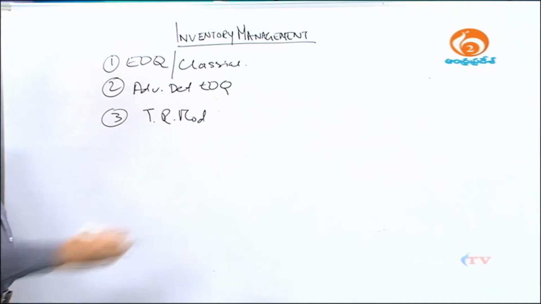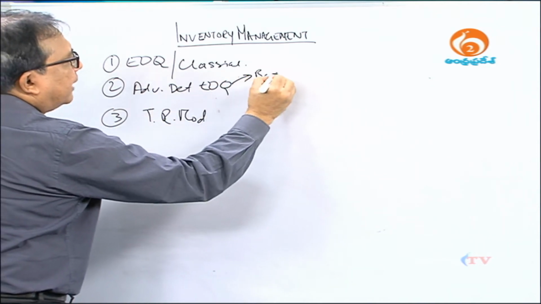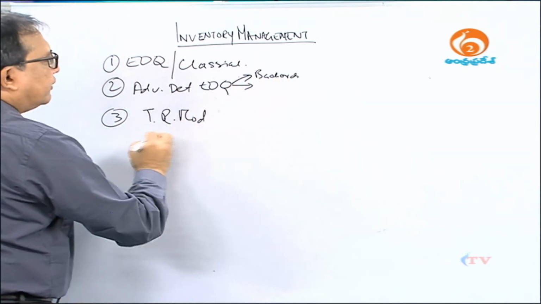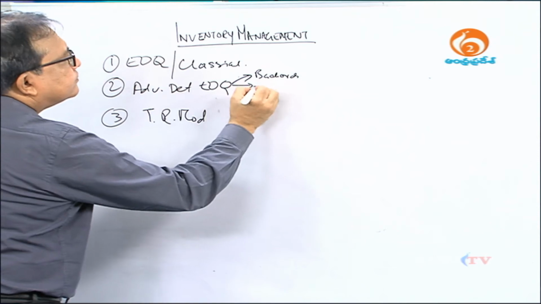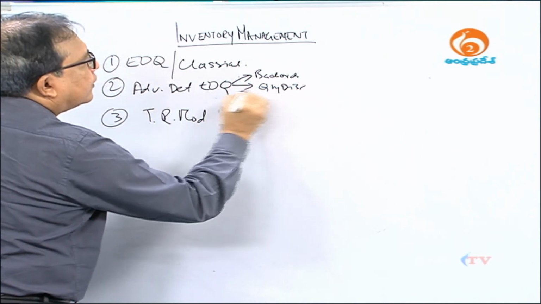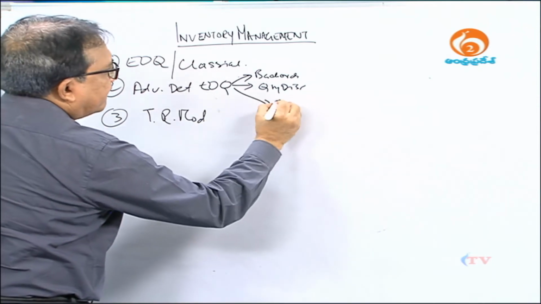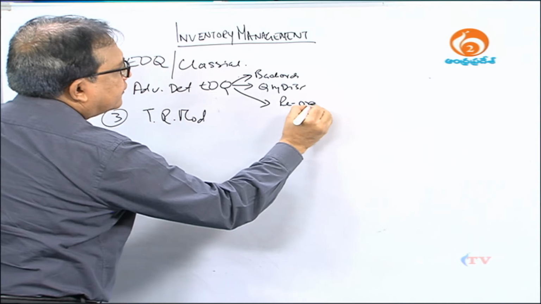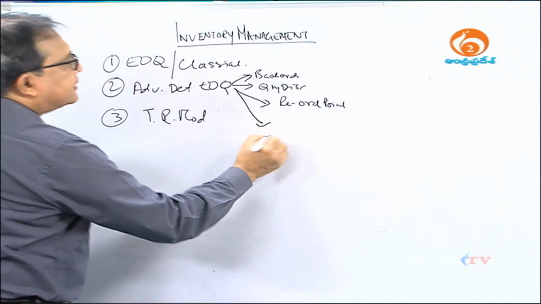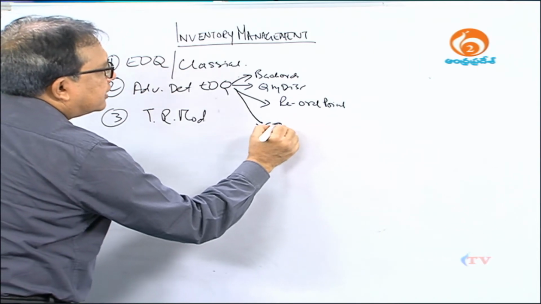In the advanced deterministic model, you had the back order system, you had quantity discounts, then you had reorder point, and you had service inventory with service level.